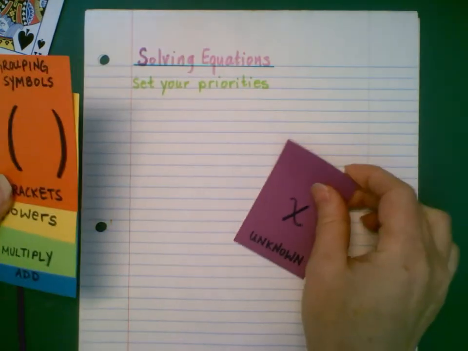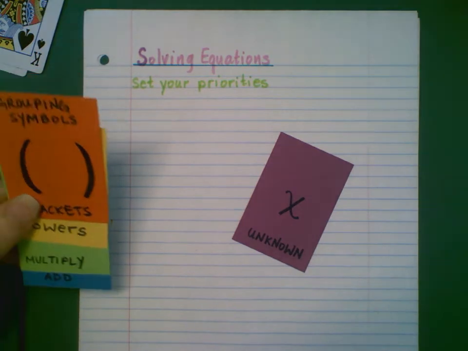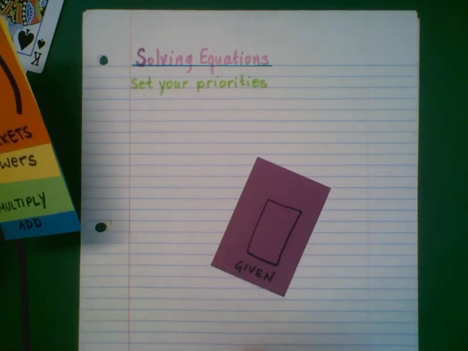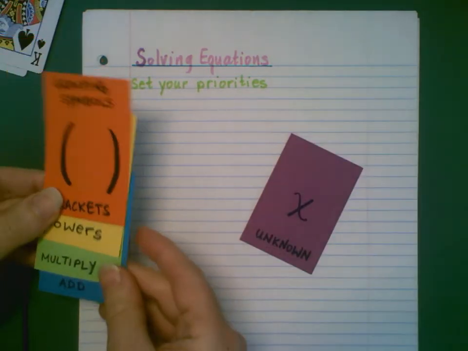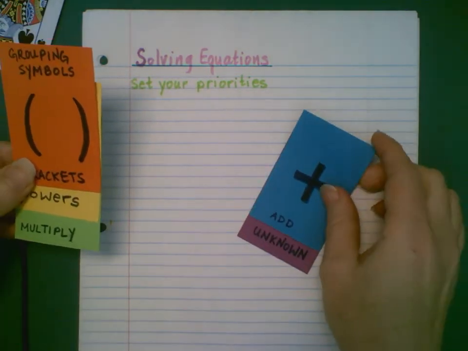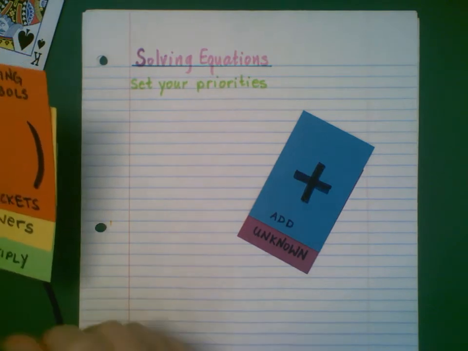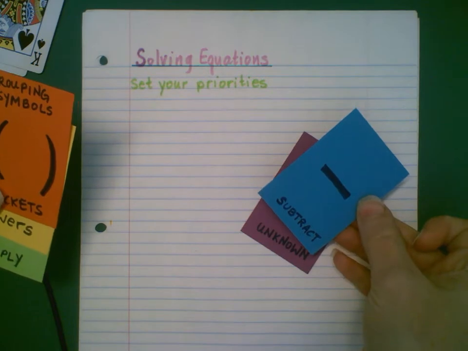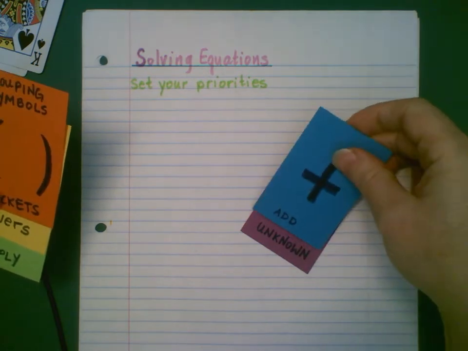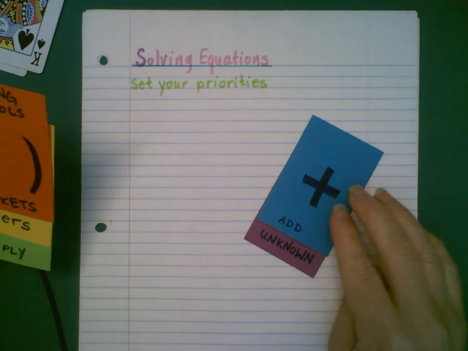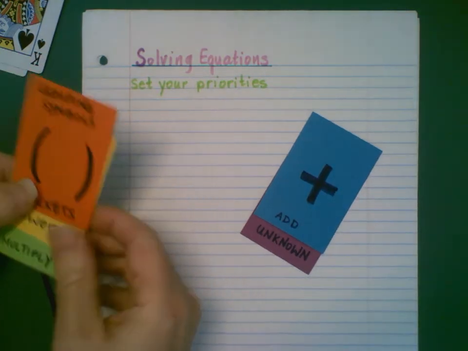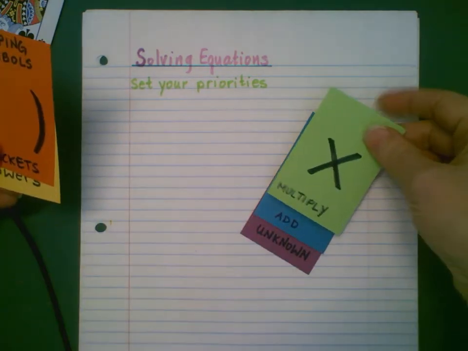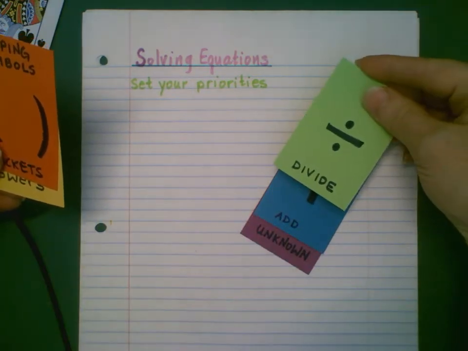So if I've got an unknown, the least powerful operation that I can do to that unknown or to that given value is to add or subtract something from it. So that's my lowest card. Each of these cards is double-sided, so I've got adding and subtracting. Those are equal in power or in effect to that unknown. The next level up from there is multiplication, and that goes hand in hand with division.